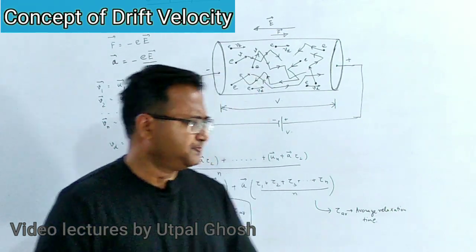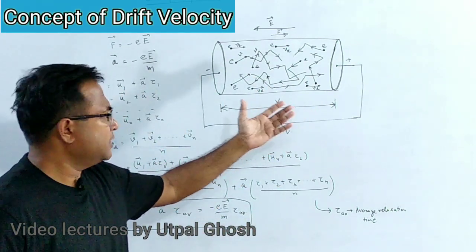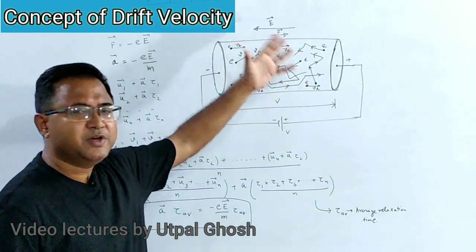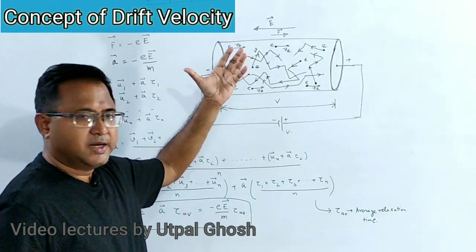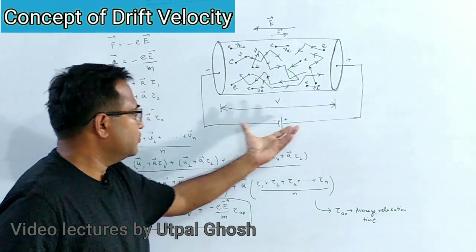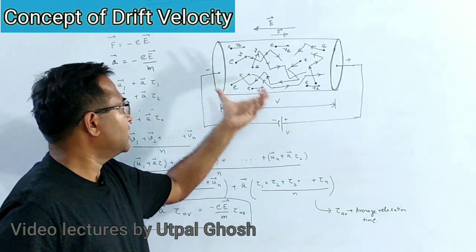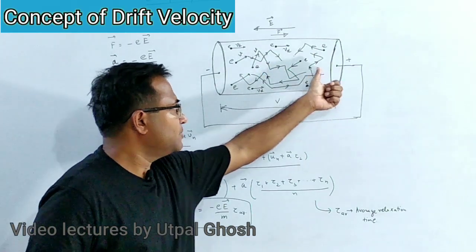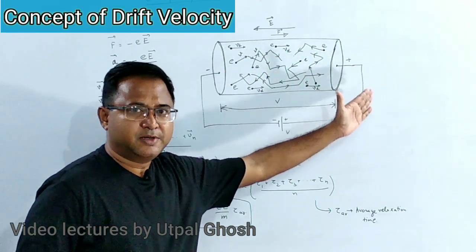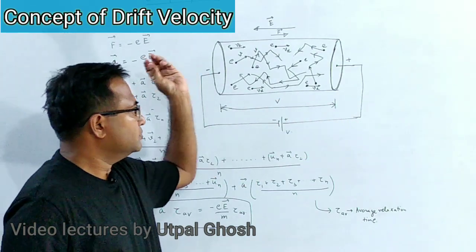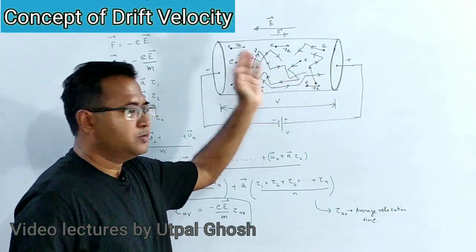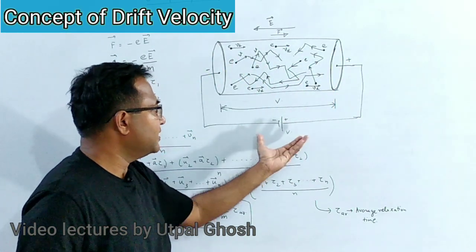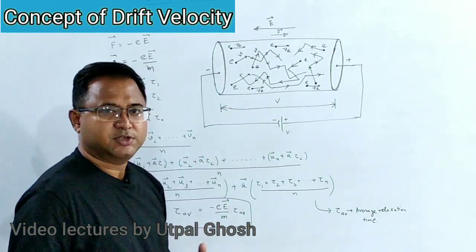So let us consider a conductor, and let us consider there are n number of electrons inside the conductor and they are moving randomly, and we are applying a voltage, a battery, across this conductor. So current will start to flow, electrons will start to flow from the negative end to the positive end, and the drift velocity is the average velocity with which the electrons will be drifted towards the positive end of the conductor when we apply the potential difference across it.